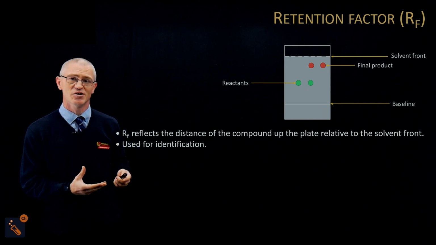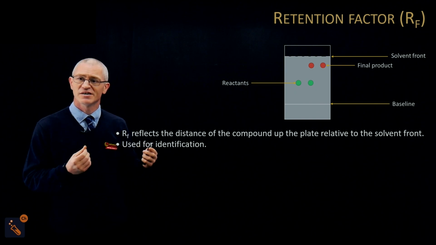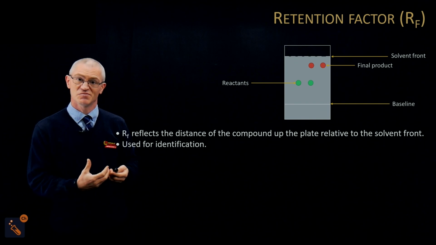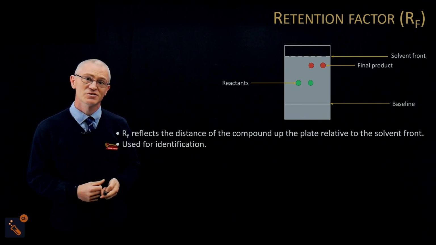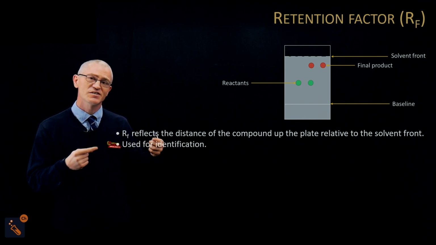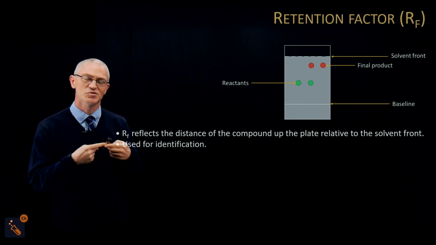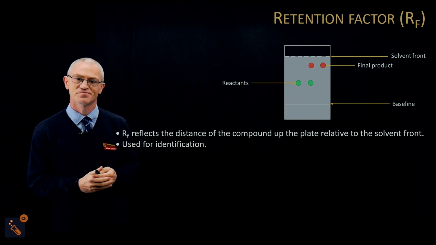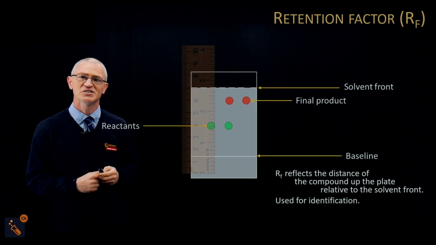For example, if you do 2 dots, and you calculate the same RF, with the same solvent, at the same temperature, on the same day, that's really important, then you can roughly say that those are the same. You might have to do further tests to confirm, but you can roughly say that they are the same. So let's show you how you do it visually.